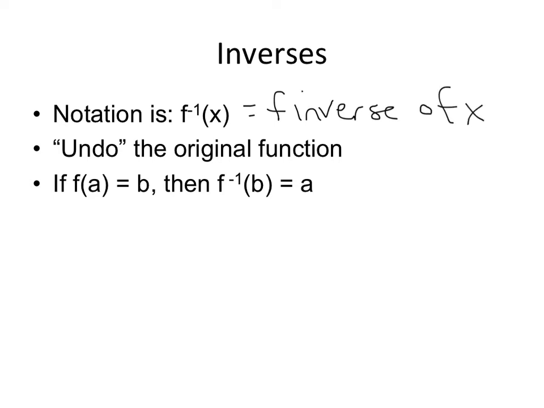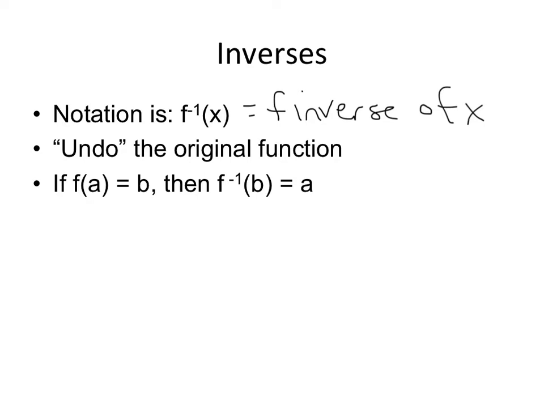So an inverse function kind of undoes what you did with the original function. For example, if I have f of a equals b, that means that I put in an a value into my function and my output, my answer, my y value, turned out to be b. An inverse function says that if you put that same b value into your inverse function, you will get out your original. So you will have gone backwards, basically.